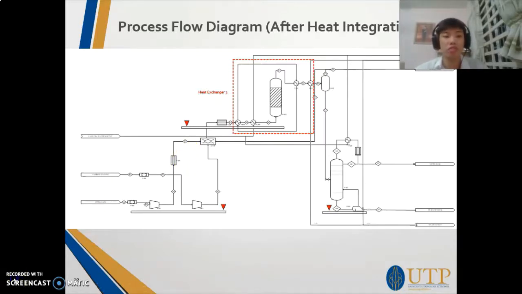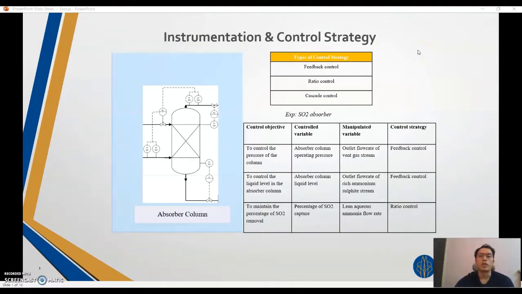Thank you very much. Next, I'll be presenting on the instrumentation and control strategy that are used in this project. So there are three types of control strategy. The first one is a basic one, which is feedback control, and the higher level ones are the ratio and cascade control. In the equipment of the absorber column, we take the example of the SO2 absorber, and we use ratio control to maintain the percentage of SO2 removal by manipulating the lean aqueous ammonia flow rate. And we use feedback control to control the pressure and also liquid level in the column by manipulating the outlet flow rate of the fan gas stream and also the outlet flow rate of the rich ammonium sulfide streams.